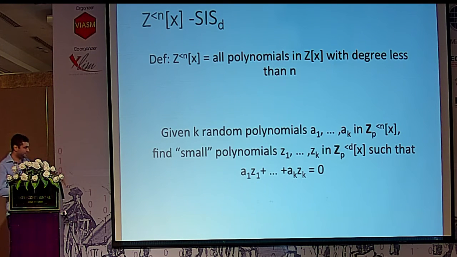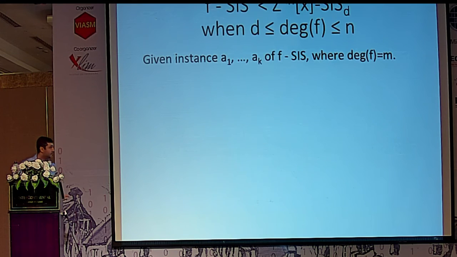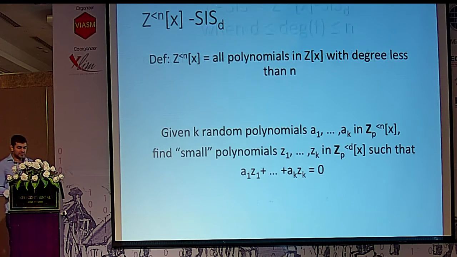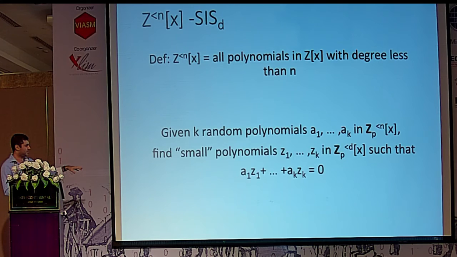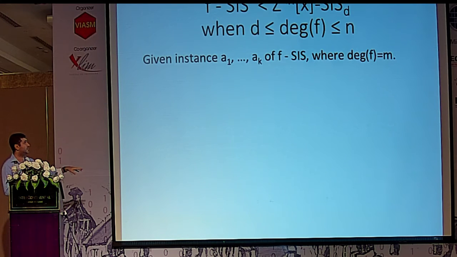And so this new SIS problem is: given k random polynomials in this ring, find polynomials with small coefficients in the same ring but with smaller degree, possibly D is smaller, so that the sum of the products is 0. So it's exactly the same as the regular SIS modulo some F, except there's no reduction mod F. And now you can see that there is a reduction. I will show you now the reduction: if you can solve this problem, then you can solve the F-SIS problem.